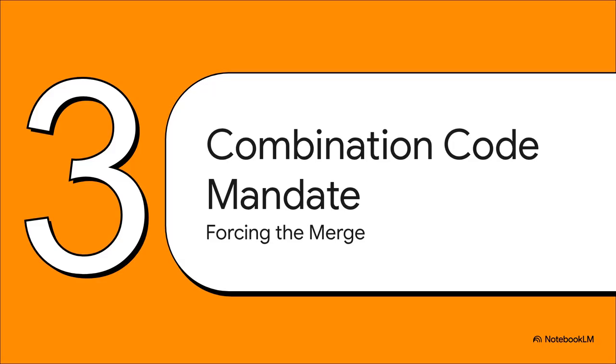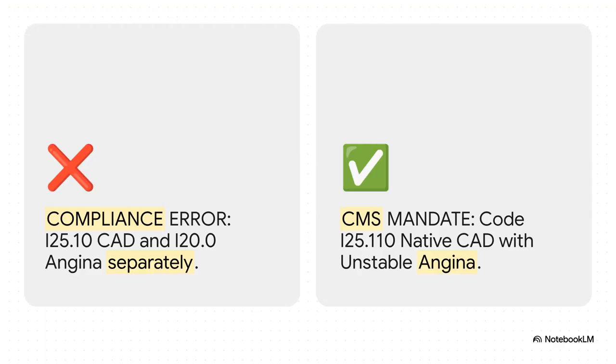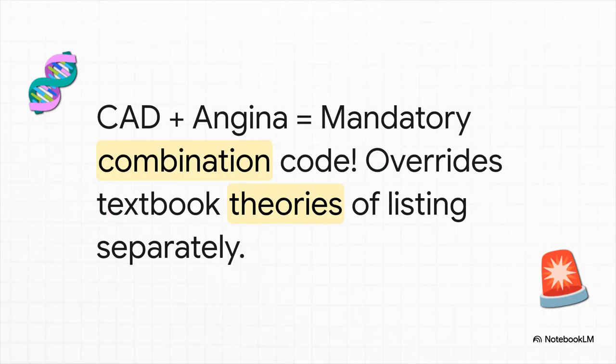Section 3. The combination code mandate. And this presumption leads us straight into a huge compliance trap. You literally cannot code I25.10 for CAD and I20.0 for unstable angina separately on the same claim. That's a massive error. Because of that presumed link we just talked about, ICD-10-CM forces these two diagnoses to basically collide and merge into a single combination code like I25.110 for native CAD with unstable angina. Bottom line here, CAD plus angina equals a mandatory combination code, every single time.